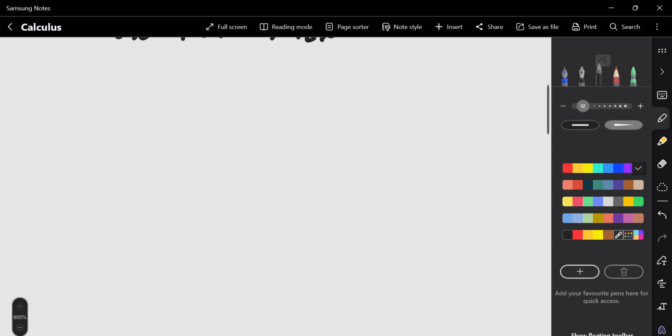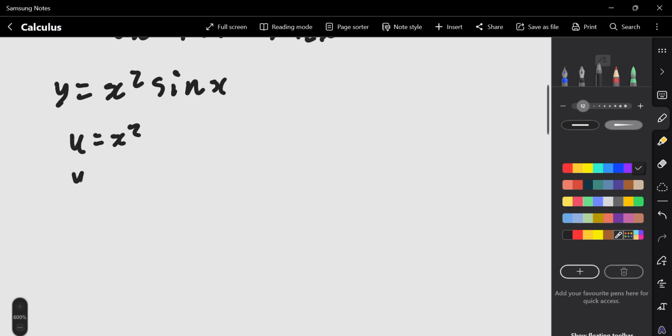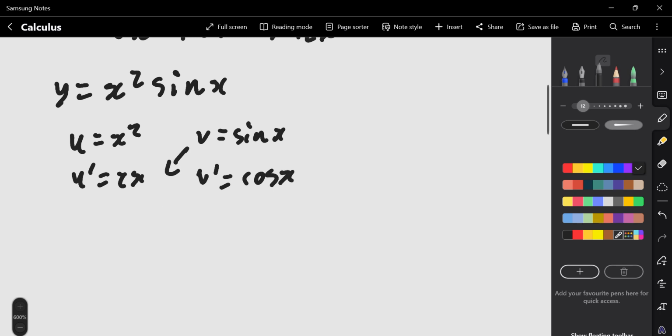Let's do y equals x squared sine x. Pause and have a go. Okay. So we're going to say u equals x squared, u prime equals 2x, v equals sine x, v prime equals cos x. You shouldn't have to really write this out in an exam, but for the sake of the video, let's do it. And it's v times u prime, so these two together, so 2x sine x plus u times v prime, x squared cos x.